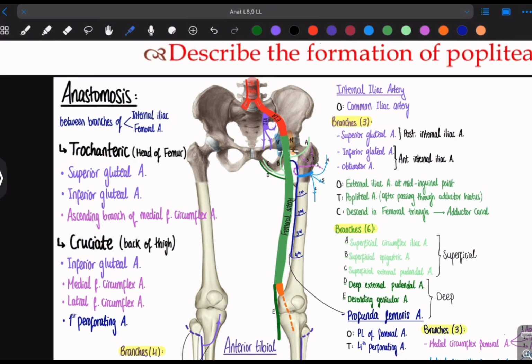The trochanteric and the cruciate. Okay? The trochanteric supplies the head of the femur, and we know the head of the femur is a very important site. So the head of the femur is supplied by this anastomosis. What are the arteries that form this anastomosis? We have three arteries. The first two are from the internal iliac, which are the superior gluteal and inferior gluteal. Plus what else forms the trochanteric anastomosis? The ascending branch of the medial femoral circumflex artery.